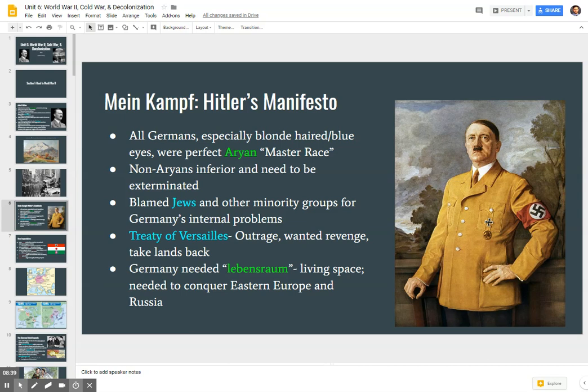He also laid out his plan for Germany, and the problem with Germany is because of the Treaty of Versailles, they got their land taken away, that they needed more land, not only for more land in the country, but more living space to spread out. They also needed more resources that Eastern Europe and Russia could provide. So he wanted to basically expand Germany militarily and for economic reasons as well. So that was his main idea of Mein Kampf.